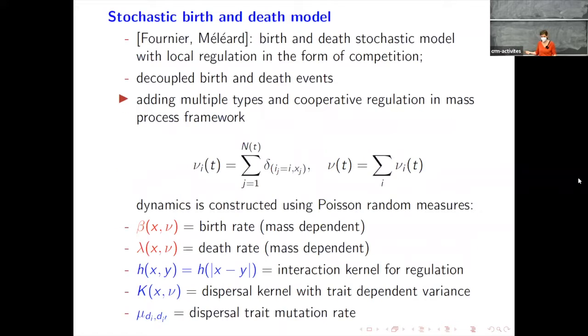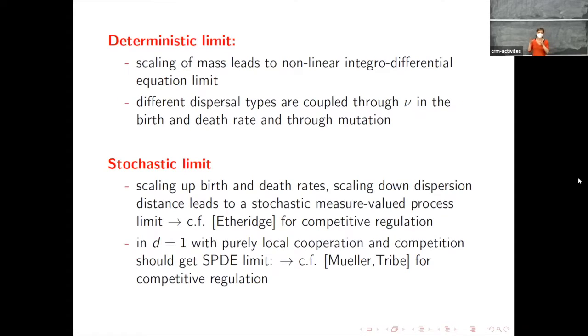I think I should give Thomas my time here. But essentially, you can imagine how you could start from a birth and death process that will have these features. We'll keep track of everything. And then what you would want to do is derive, you can easily derive the deterministic limit of this, where you would get some nonlinear integro-differential equation, where the dispersal types are coupled through the birth rates and the mutation. But you should also be able to get a stochastic limit.